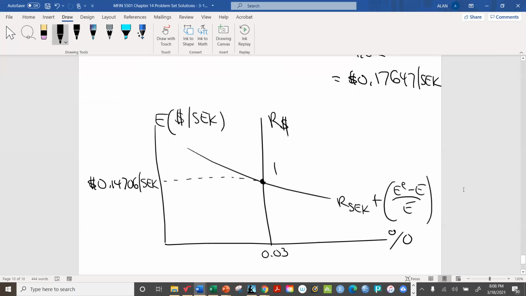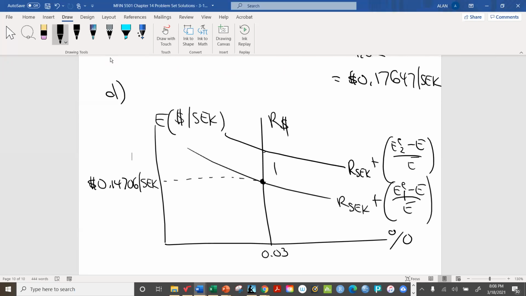All right, beautiful. Okay, so this is part D. What's happening here is that the expectation is changing. It's going up, so this curve shifts to the right. At our new equilibrium, we have a higher exchange rate, meaning a weaker dollar, which is 0.17647 per kroner. And that's all we needed for that one.